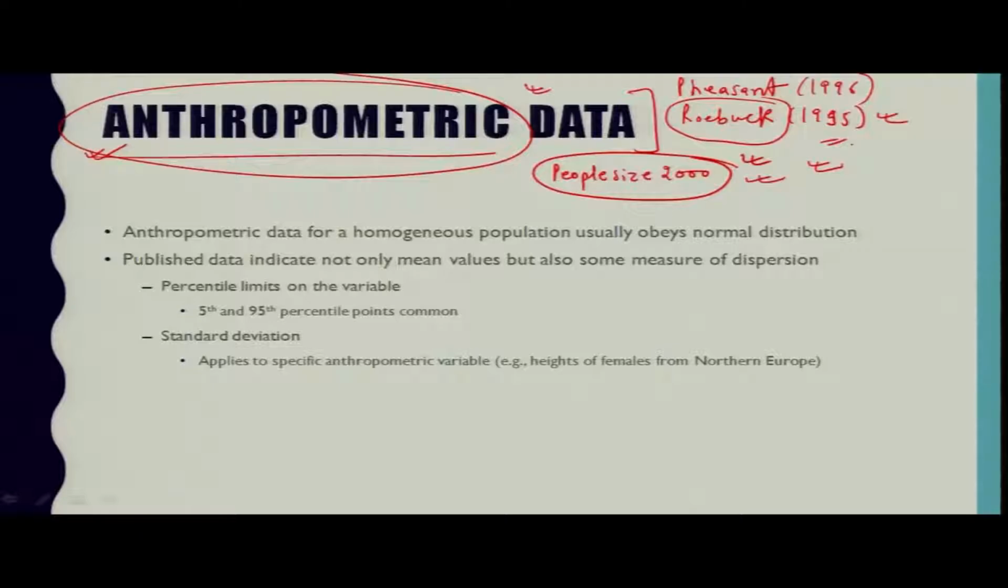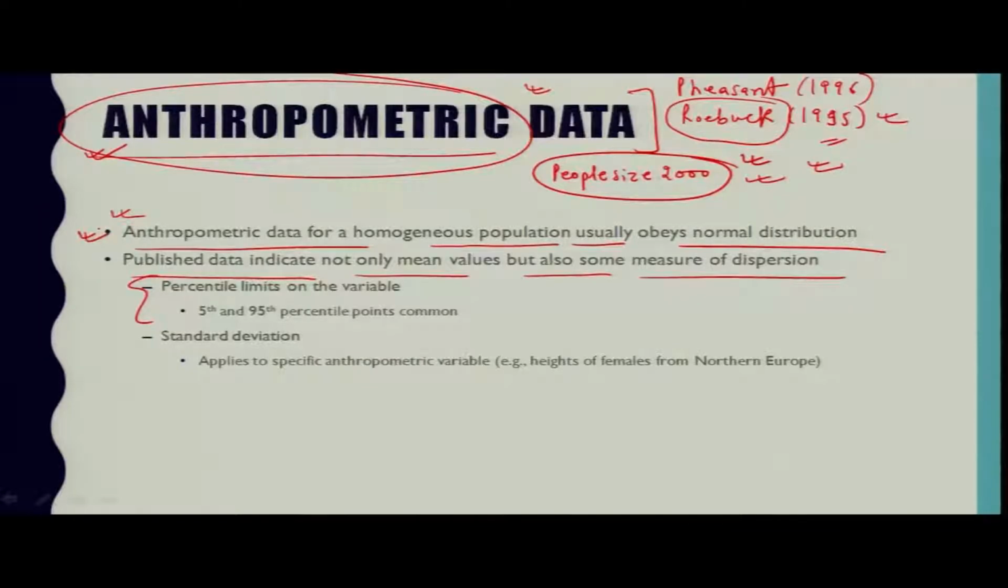Now, as far as this analysis is concerned, anthropometric data for a particular population usually obeys the normal distribution curve that we have studied well when we covered this topic separately. The published data indicate not only mean values but also some measures of dispersion. Mostly the choice of data is made based on the percentile.